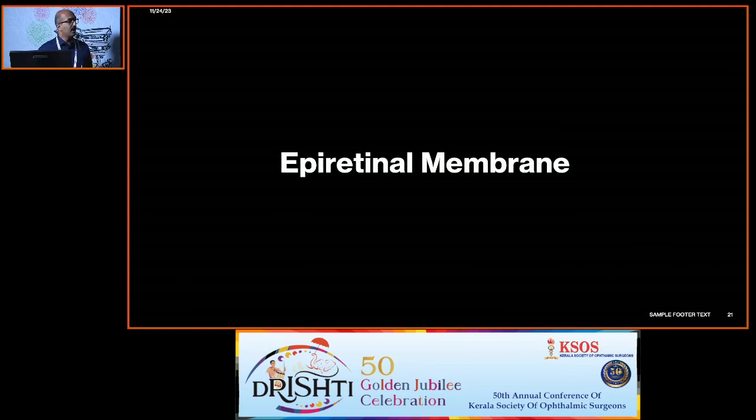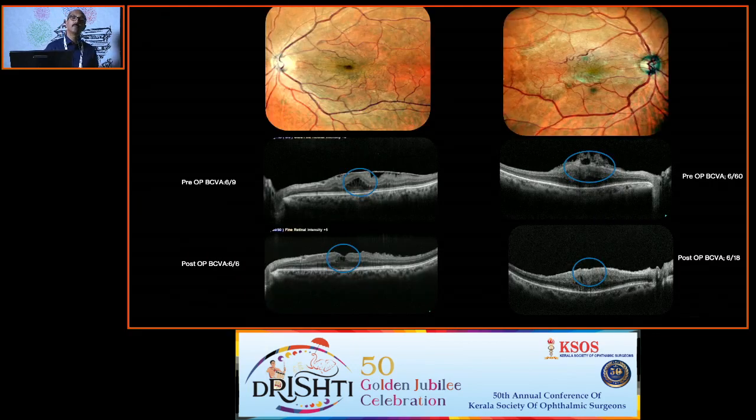Epiretinal membranes are fibrous proliferations on the surface of the retina or on the posterior hyaloid face. This is a slide to show you the importance of operating an epiretinal membrane early. On the left hand side, we have an early epiretinal membrane with good visual acuity, but the patient was mildly symptomatic, mild metamorphopsia. We did surgery, the patient got back 6/6 vision with a good anatomical contour of the fovea.